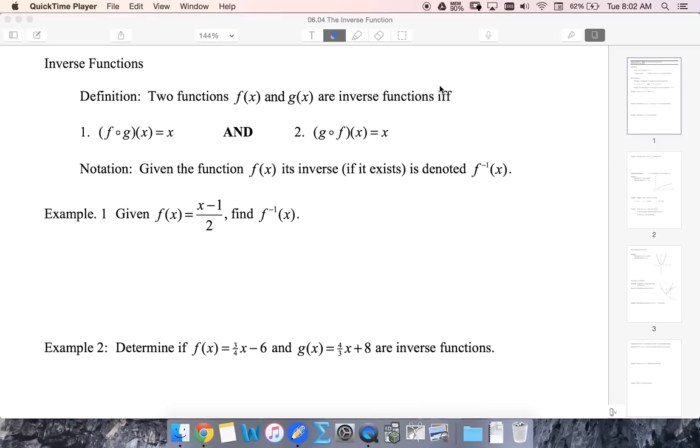So two functions are inverses. This IFF is not a typo. IFF means if and only if. So let me highlight this. So that's if and only if. So two functions are inverses if and only if both f of g of x is equal to x and g of f of x is equal to x.